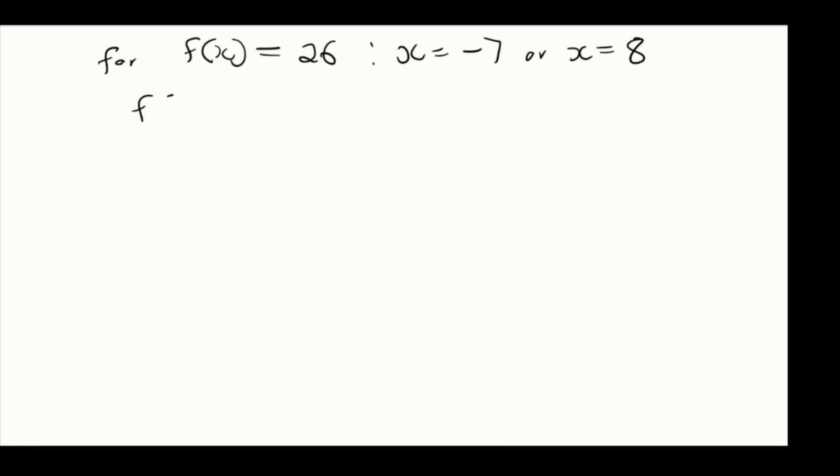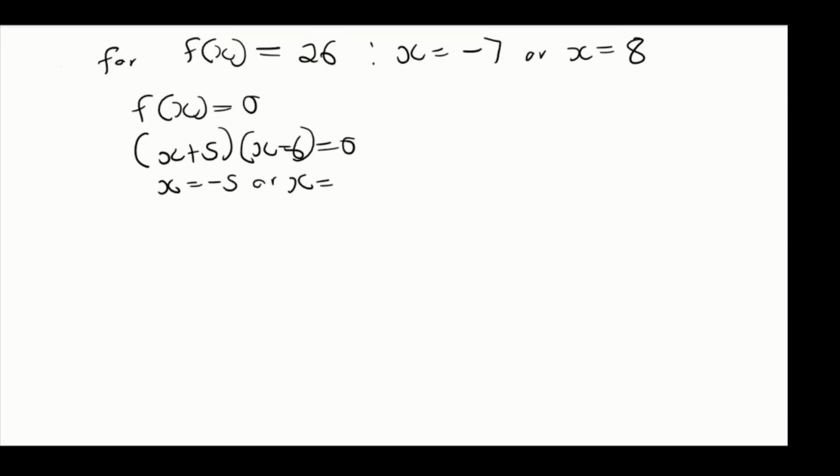So now f of x equals 0. Let's find solutions of x for f of x equals 0. Our f of x, we know very well, is (x + 5)(x - 6). So our solutions of x for this problem are x equals minus 5, or x equals 6. So these are the solutions of x. Now we have solutions of x for this one and solutions of x for this one too.